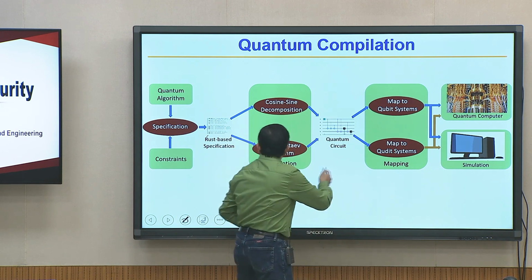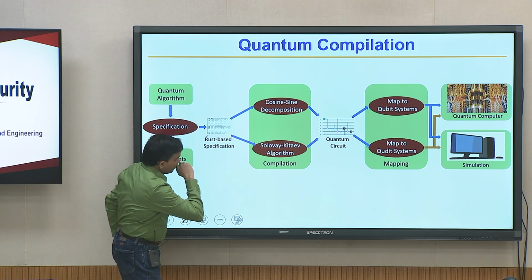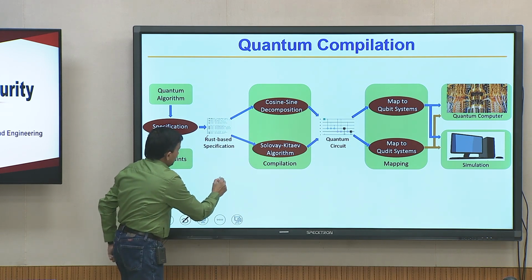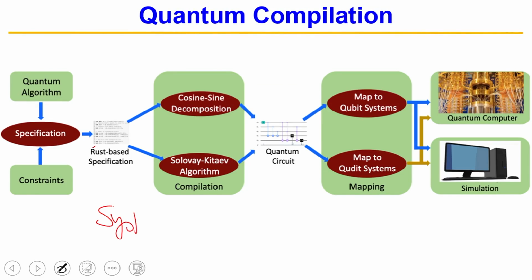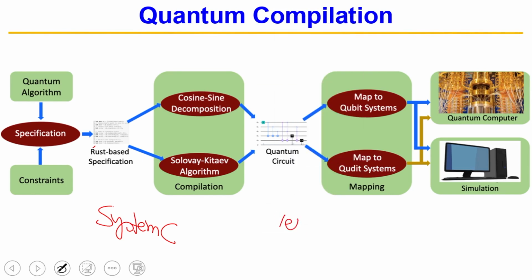Actually, no, let us do FPGA. So, let us say this is SystemC, that analogy will work. This is your RTL, or let us say Verilog code, and this would be equivalent to bit streams.